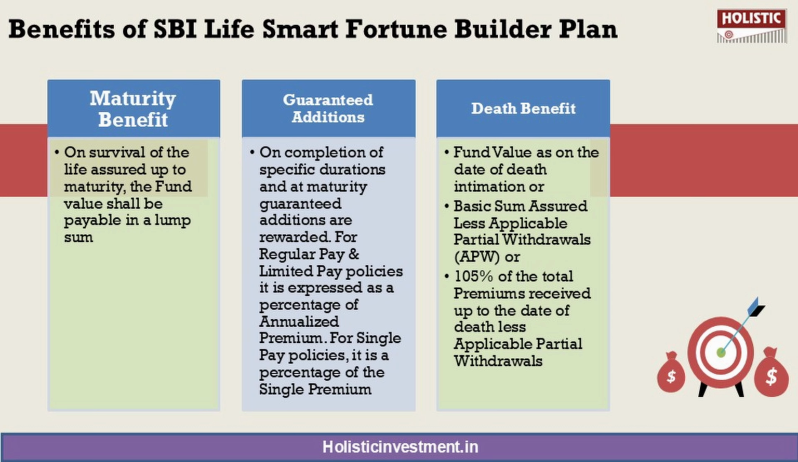The option can be your fund value as on the date of death intimation, or your basic sum assured less applicable partial withdrawal, or 105% of your total premium received up to the date of death less your applicable partial withdrawal. Out of these three options, whichever is higher in value will be given as a death benefit to the nominee or the legal heir.